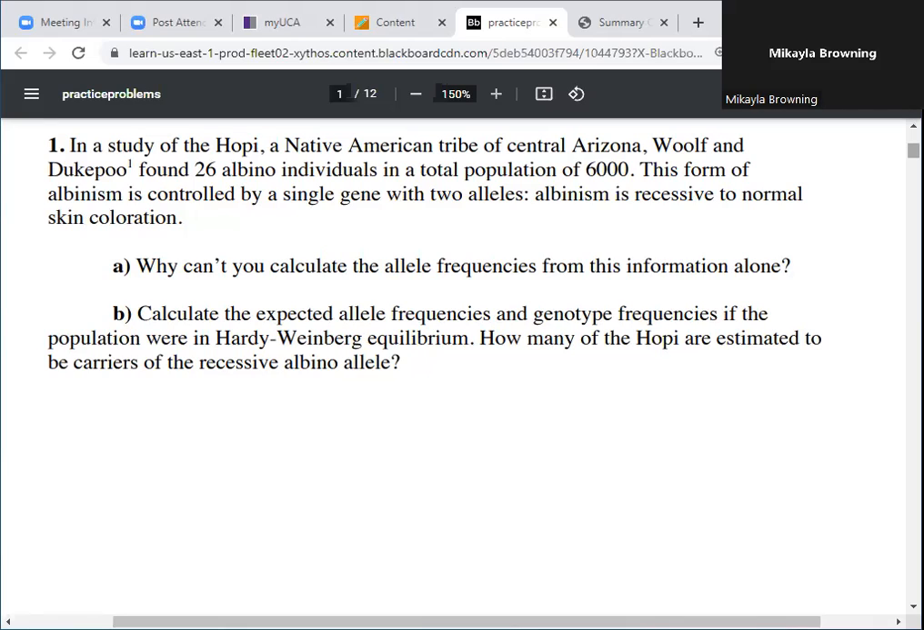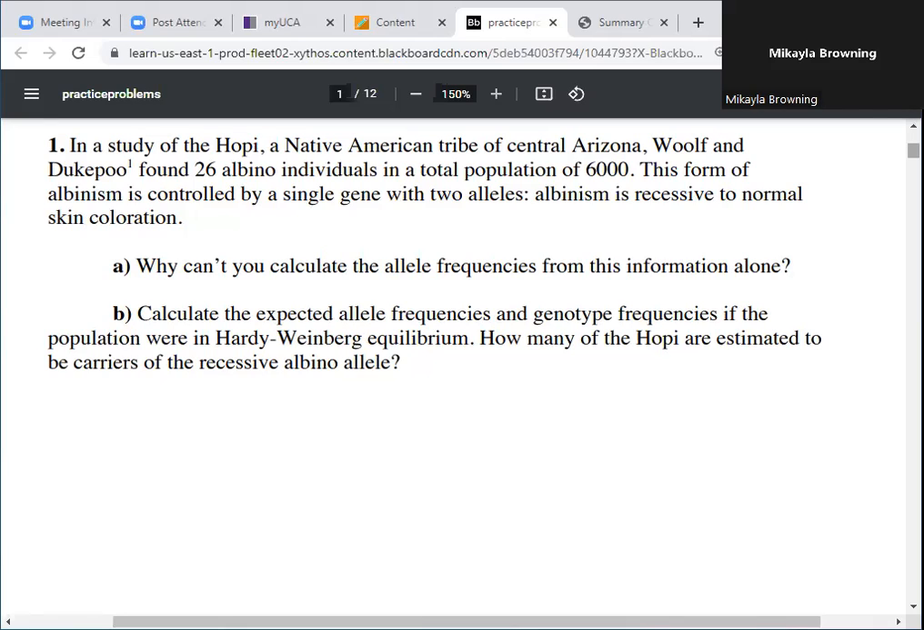So yeah, I hesitate to conclude anything because I don't know Hopi culture very well. But if you are seriously studying Hopi genetics, those are things that you might need to find out about. So how do we work this problem? Here's the thing. Wolf and Ducapo found 26 albino individuals out of 6,000 Hopi. Okay, that's actually surprisingly high.